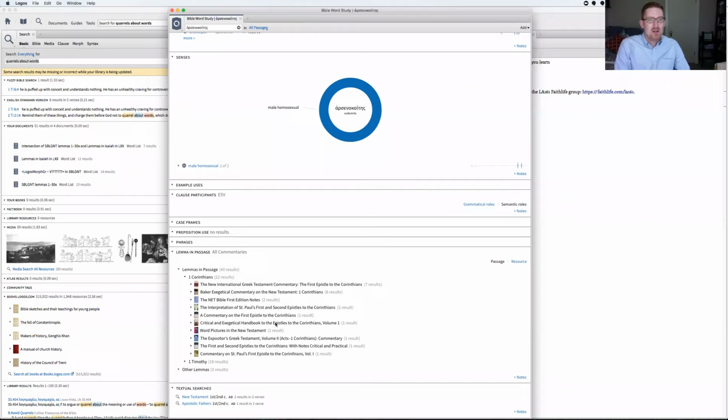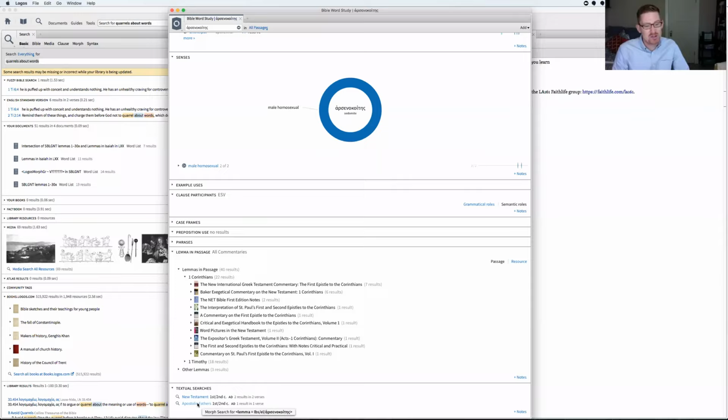Because these commentators are almost certainly going to be discussing the word not in general, but in this particular passage that I'm studying. And there's real value there. It'll search the New Testament. It's only going to find two results in two verses. It'll also search the Apostolic Fathers. It doesn't show up in the Septuagint at all, so it's not going to find it.